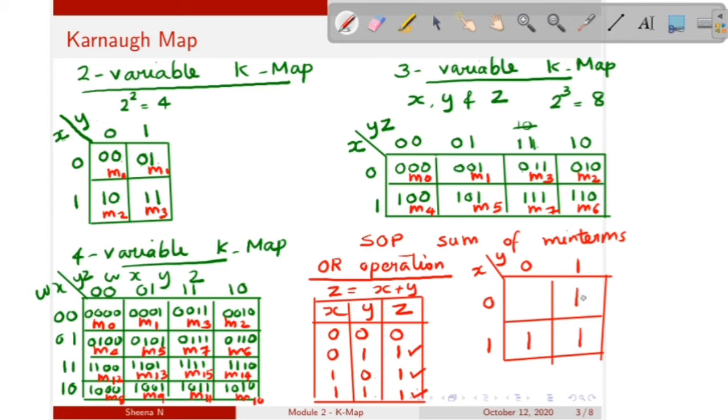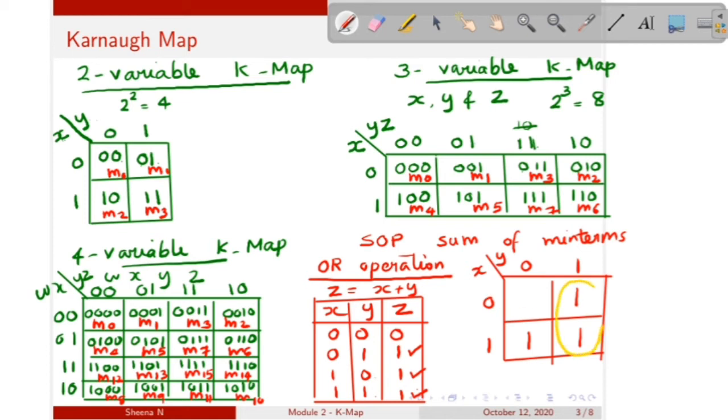Next step is grouping the ones. Okay, we can group them as pairs, or quads in the case of a 4 variable K-map. So here we can pair the adjacent squares. Here these 2 squares are adjacent, so we can pair them.